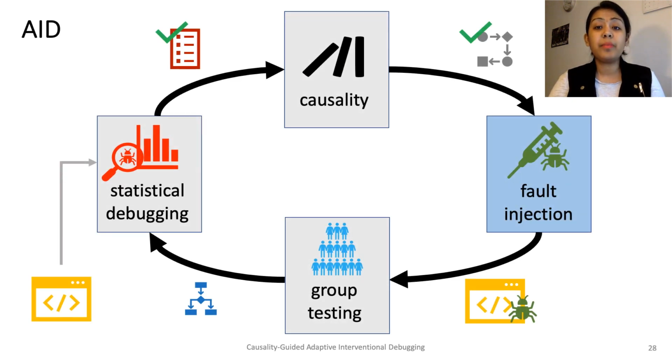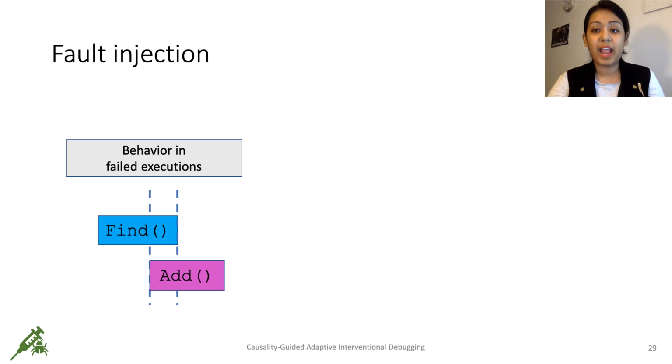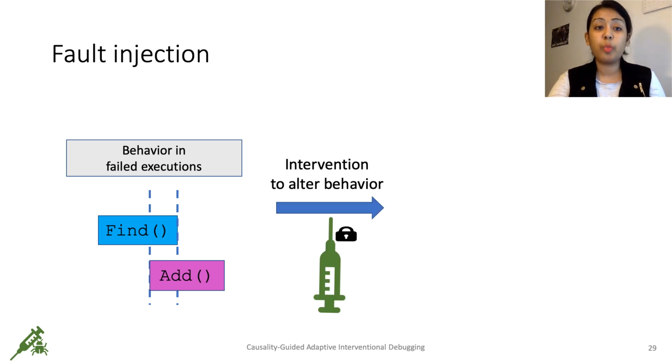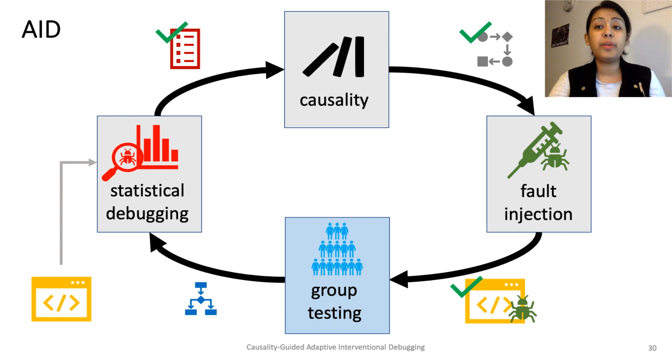So how can we implement these runtime interventions? 8 uses an existing technique that injects faults into a program to make it behave in a certain way. For example, to prevent temporal overlap between find and add, 8 injects logs around both find and add to ensure their mutual exclusion during runtime. If we intervene on one predicate at a time, it will require a large number of iterations. Since each intervention round requires going through all of these steps, this is quite expensive.